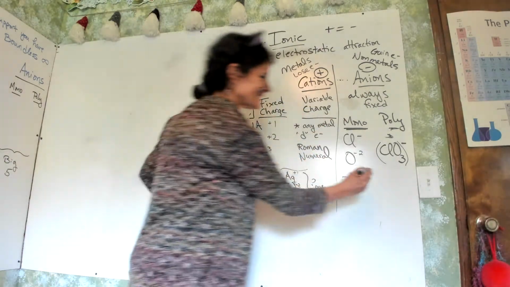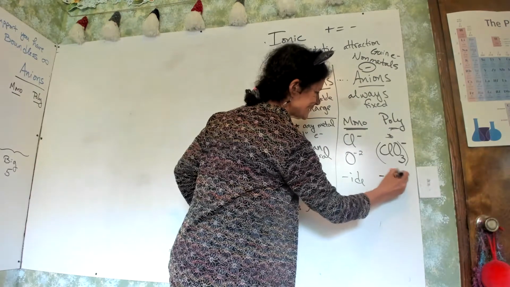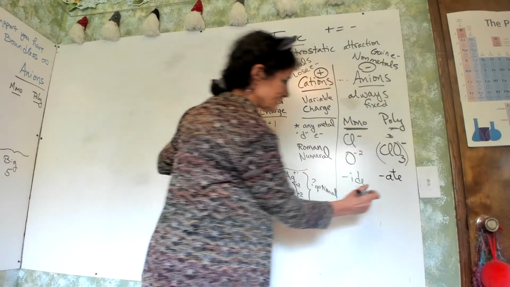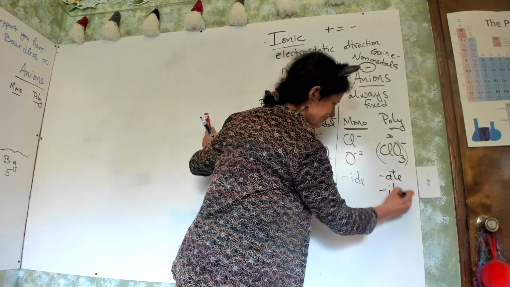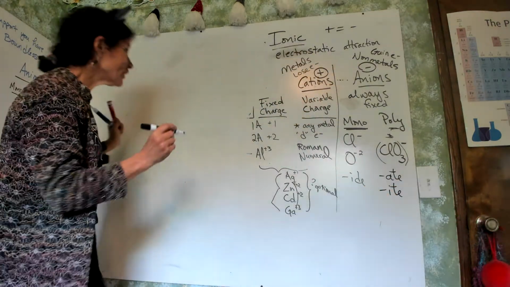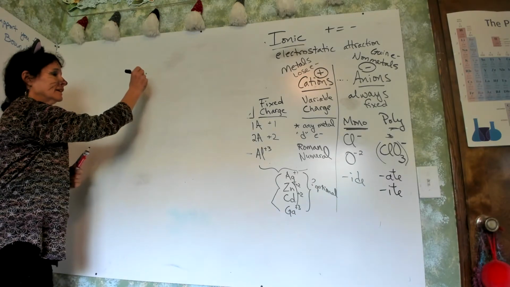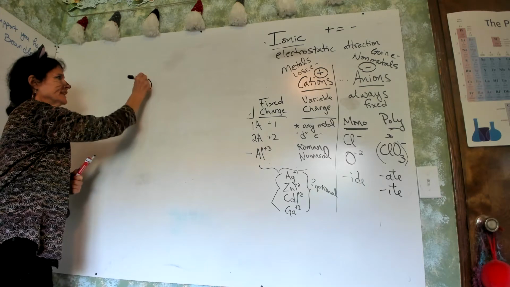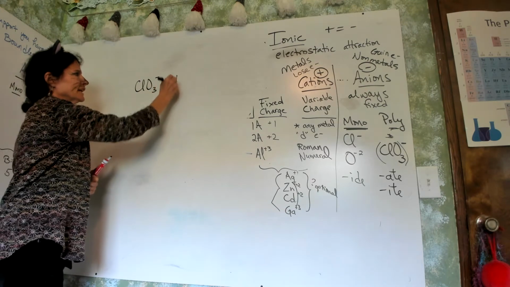And these are going to be your ates, because they ate up the oxygen. Apparently oxygen tastes really good. And your ites. There are the big 5. Let's just do it with chlor. That's called chlorate. So ClO3 negative is called chlorate.